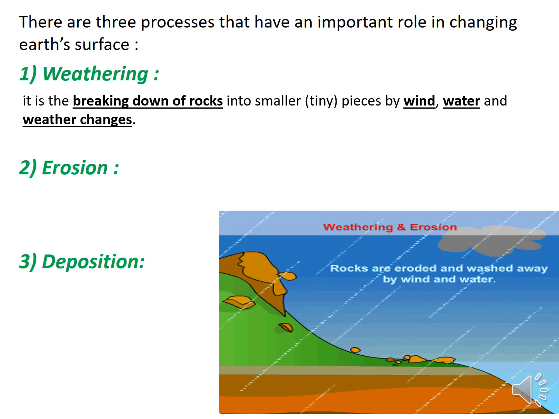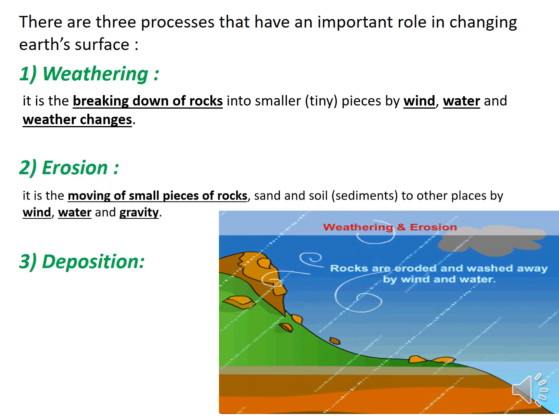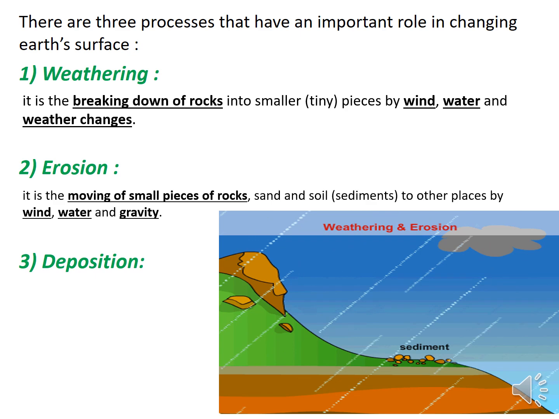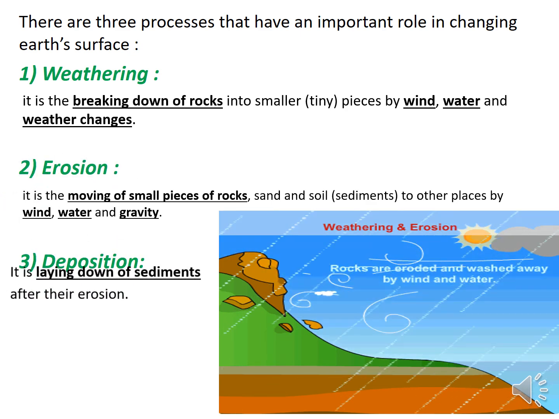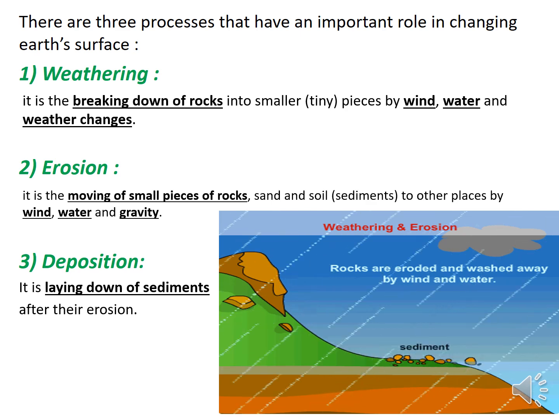Weathering is the breaking down of rocks into smaller pieces by wind, water, and weather changes. Erosion is the moving of small pieces of rocks, sand, and soil to other places by wind, water, and gravity. While deposition is the laying down of sediments after their erosion. And laying down means stopping the movement of sediments.